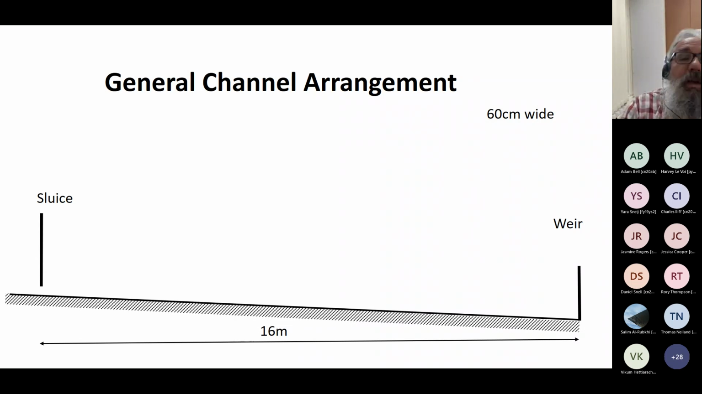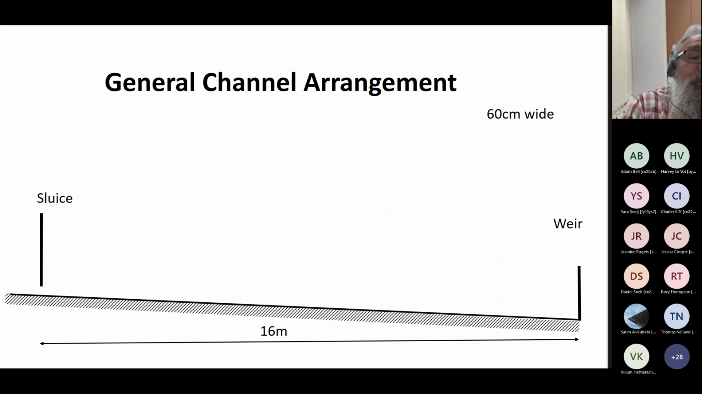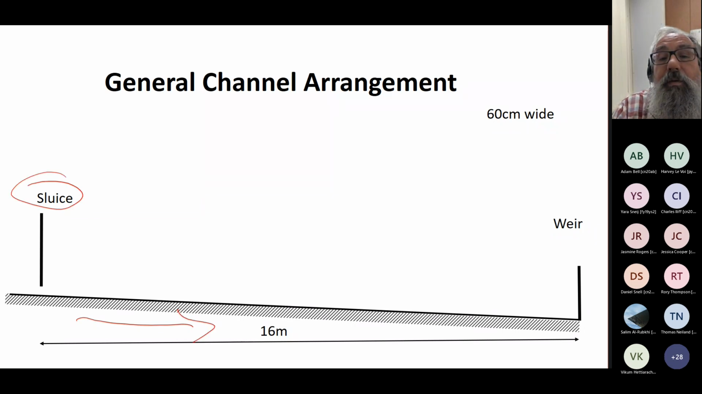This is the general arrangement. We've got a slope, we've got flow flowing down this way. We've got a sluice at one end forcing supercritical flow, and we've got a weir at the other end forcing subcritical flow. It's 16 meters long, 60 centimeters wide. We do need to work out what the slope of the channel is, and that's one of the exercises on the first tab of the spreadsheet.